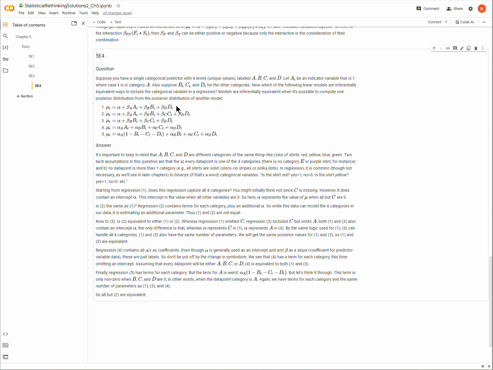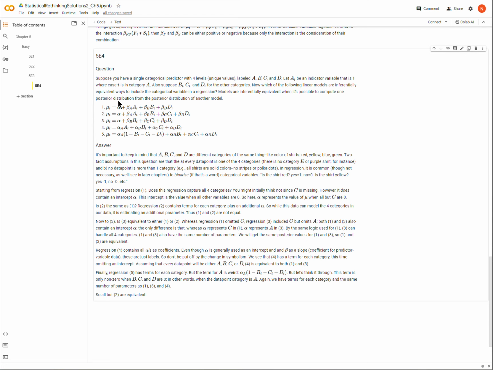So in other words, we could take the posterior of regression 1. And could we or could we not find the posterior for regression 3 without running the calculations through 3? So are they interconvertible or not? Okay. So let's start here with 1.